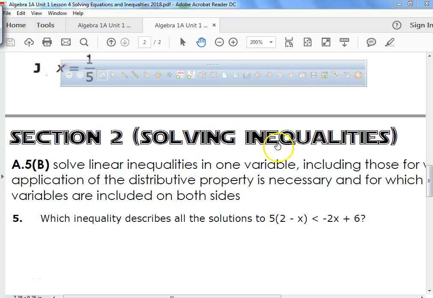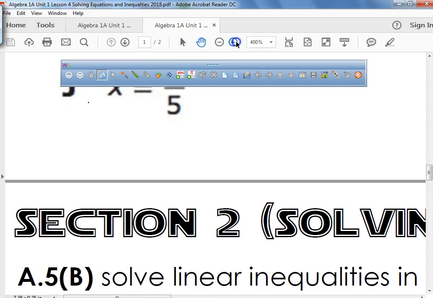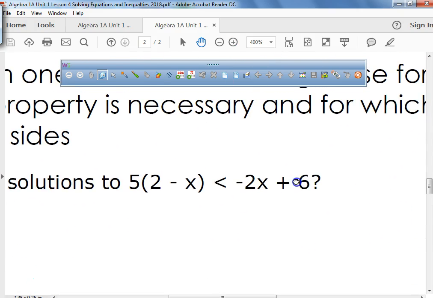Today we're going to be focusing on solving inequalities with one variable, including where you have to use the distributive property, and there's variables on both sides. So this is going to be a question you will see possibly on an Algebra 1 STAAR test. So we're going to be working through this step by step. So I'm going to go ahead and zoom in on this inequality right here.